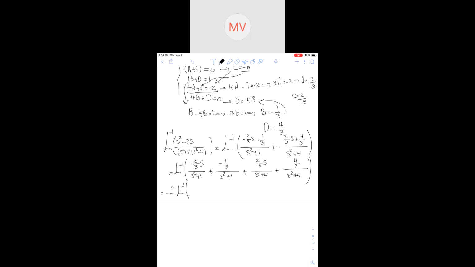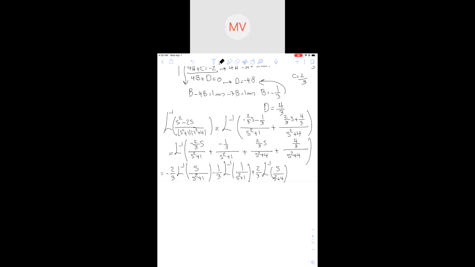So that's equal negative 2/3 Laplace inverse of s over s squared plus 1, negative 1/3 Laplace inverse of 1 over s squared plus 1, plus 2/3 Laplace inverse of s over s squared plus 4. Plus, I'm going to break down that 4/3 to 2/3 and 2, okay? So I'm going to put the 2/3 outside, Laplace inverse of 2 over s squared plus 4. And you can see why.